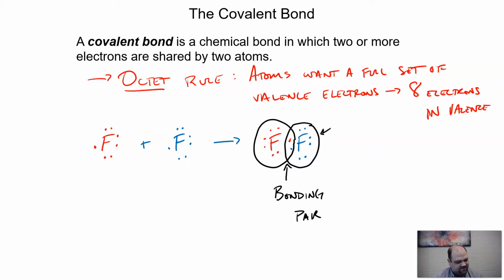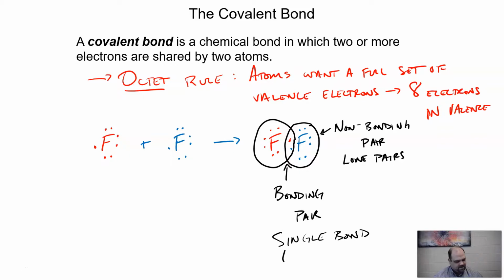Just for the sake of completeness, these are called non-bonding pairs, or we also call those lone pairs, because they're not being shared, they're just with a single atom. Okay. And so we have a bonding pair here, so that gives us a single bond. Now, it's a single bond, but it's 2 electrons. Let's take a look at some more.